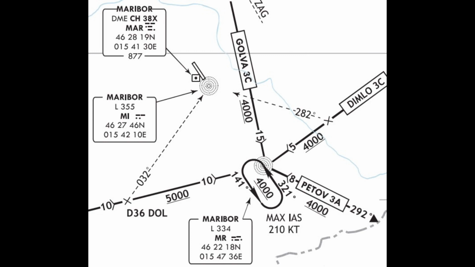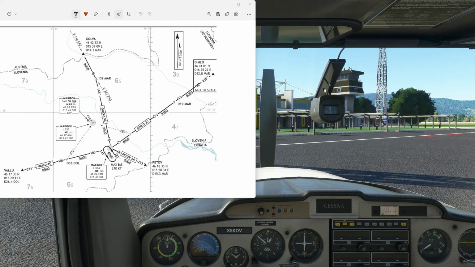Now let us jump in the cockpit and turn on ADF instrument. Welcome to the cockpit at Maribor Airport. Here is our map for arrival procedure from Valu, from Petov, from Golova, and from east side. This is from Hungary, this is from Austria, Ljubljana, and from Croatia arrival.